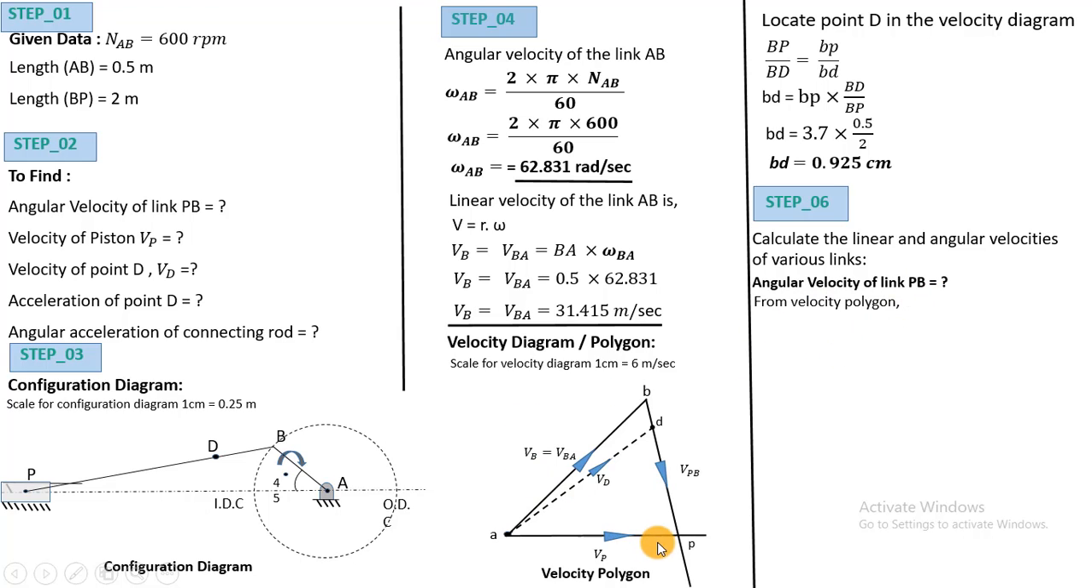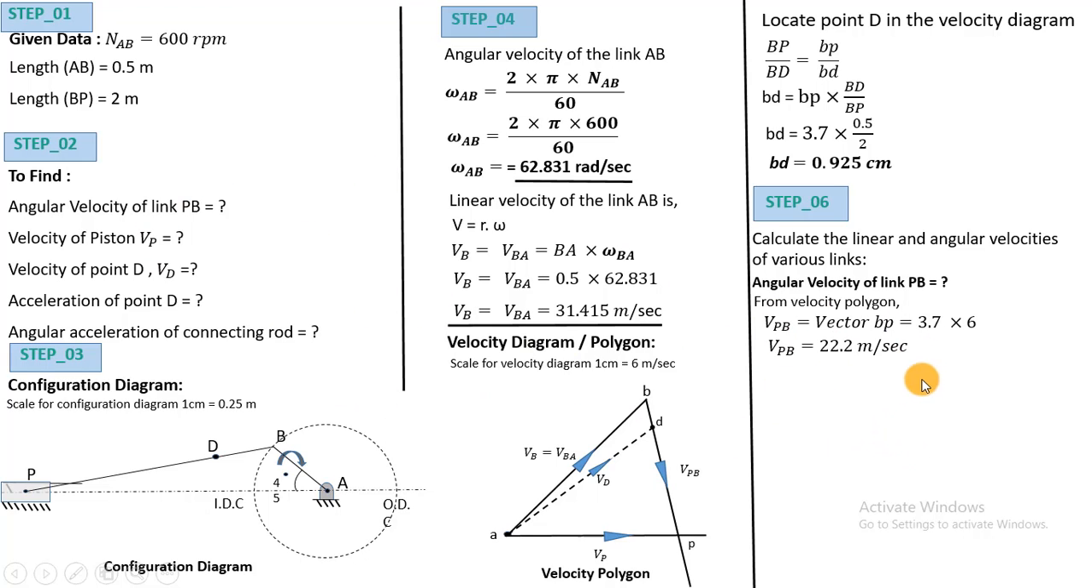So from the velocity polygon, the VPB is equal to the length of vector BP, which is 3.7, into the scale which we have chosen. What scale have we considered for the velocity polygon or velocity diagram? It is 1 centimeter is equal to 6 meter per second. So that is why it is 3.7 into 6. Then VPB is the multiplication of these two quantities, which is 22.2 meter per second. So it gives the linear velocity of the connecting rod at the given instant.